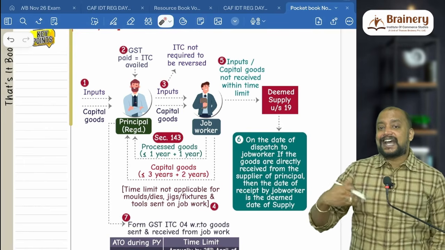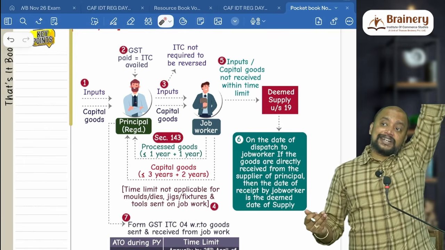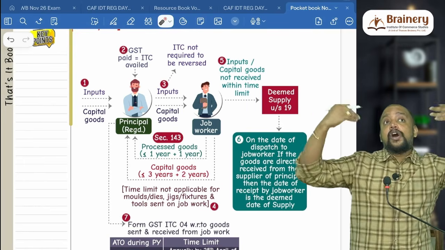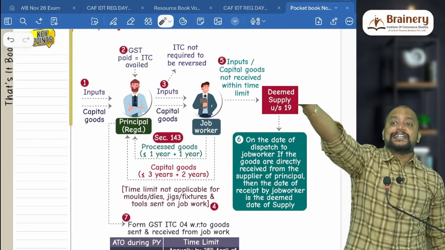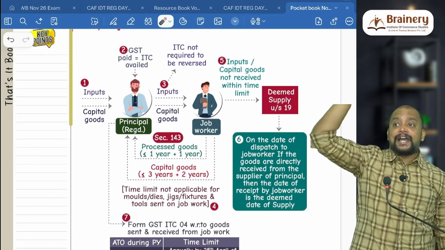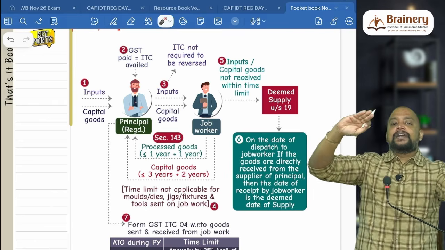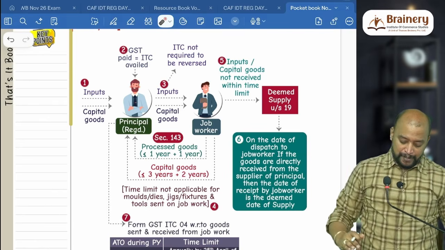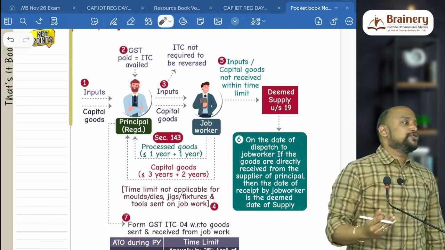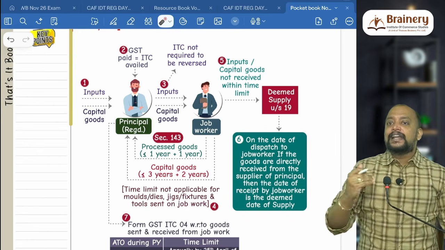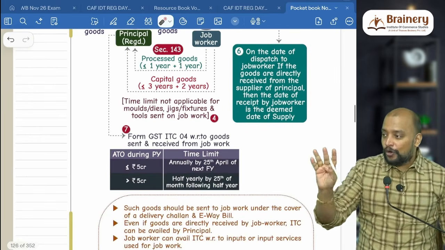Suppose the inputs and capital goods are not received within the time limit, then the principal will treat it as supply on the day it was dispatched to the job worker, or on the day the job worker directly received it from the supplier of the principal, and that is the time of supply. Accordingly GST will be payable by the principal, and the principal has to report all these details in ITC-04.